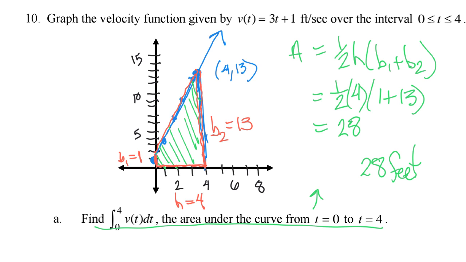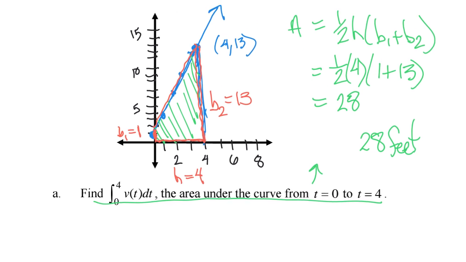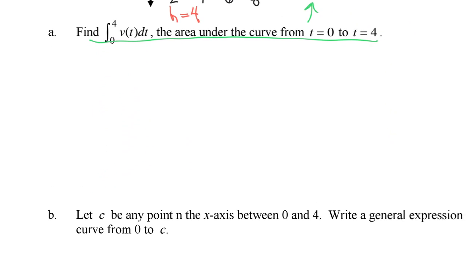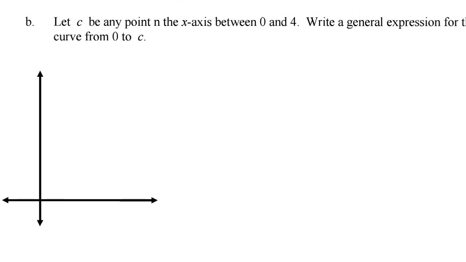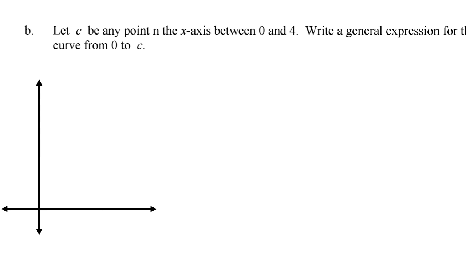Okay, let's take a look at what part B is asking us. Part B says, let C be any point on the x-axis between 0 and 4. And we're going to write a general expression for the area under the curve from 0 to C. I'm pretty sure that stray letter is not supposed to be there because that does not make sense.